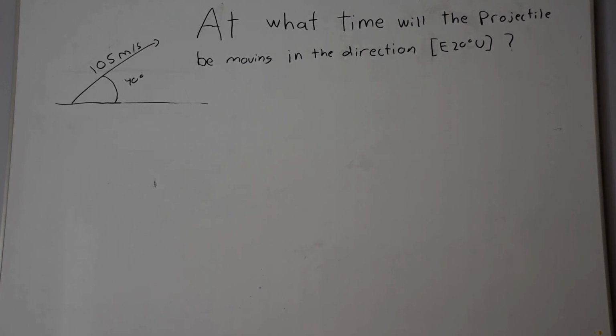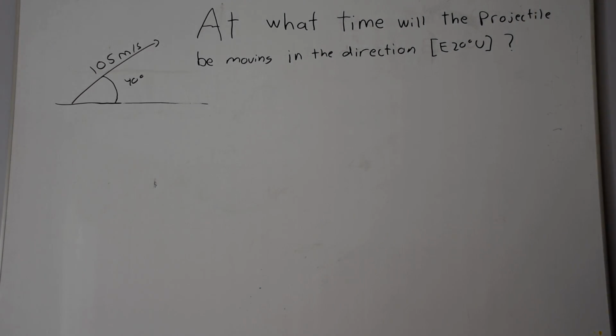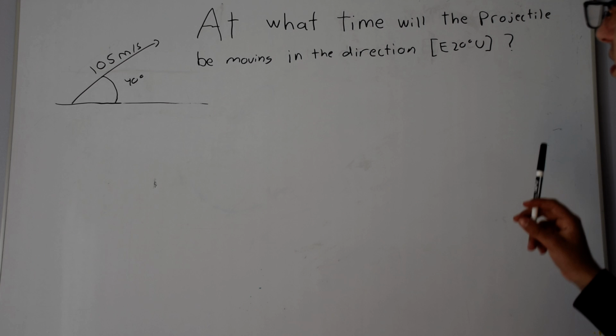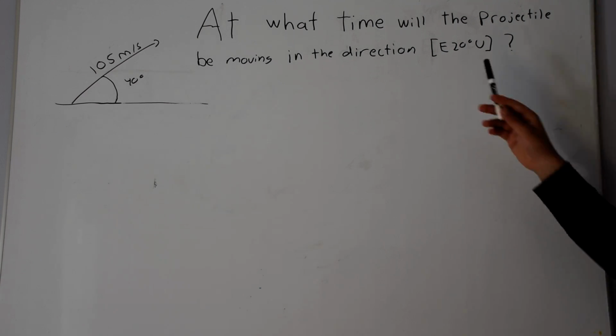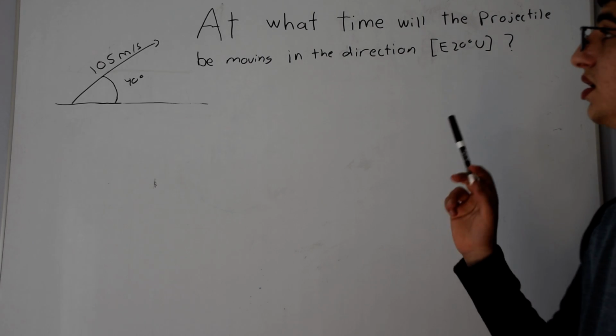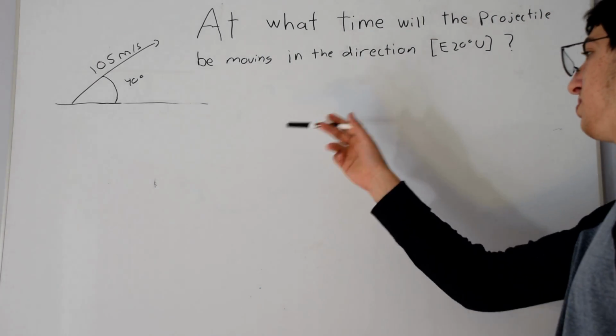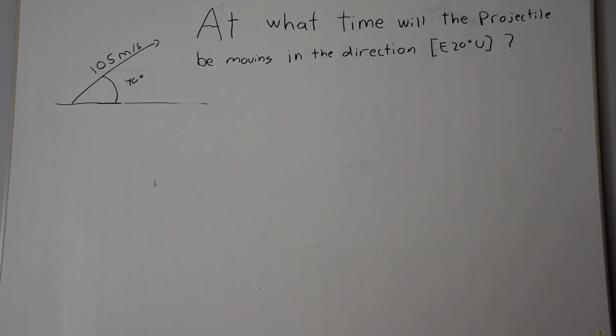Hey guys, so today we're going to do another kinematics question where we're given the initial velocity of some object and we're asked what will be the time when the final velocity is in the direction east 20 degrees upwards. In this case the initial velocity is going to be 105 meters per second east 40 degrees upwards, and we're just assuming that east is to the right here. So as always, feel free to pause the video and come back when you're done.